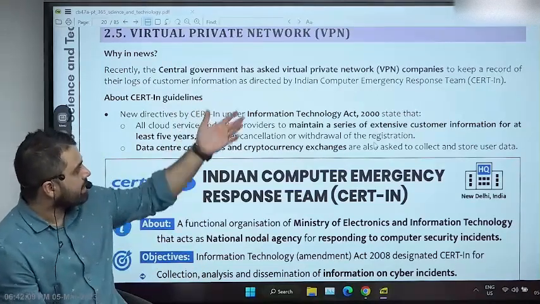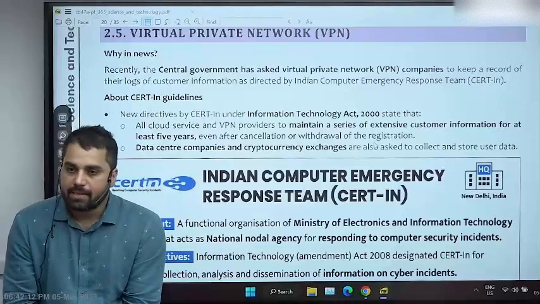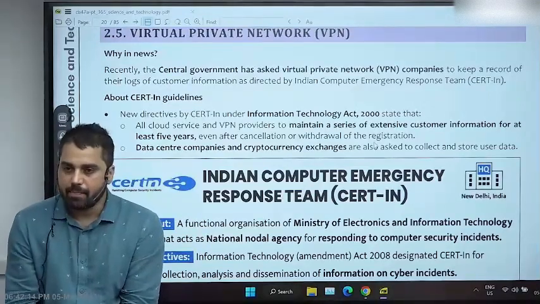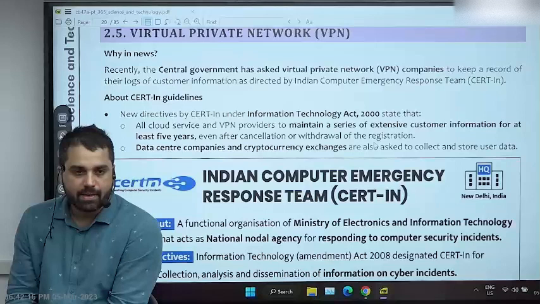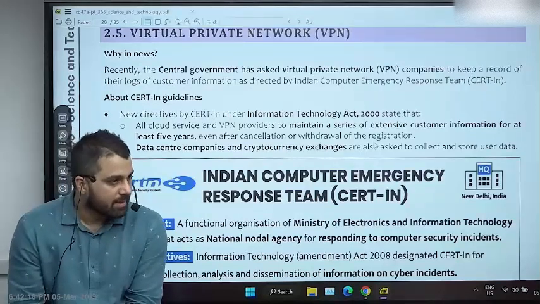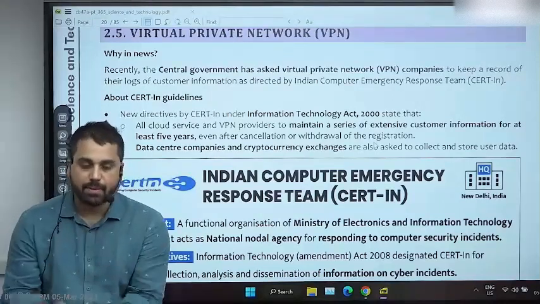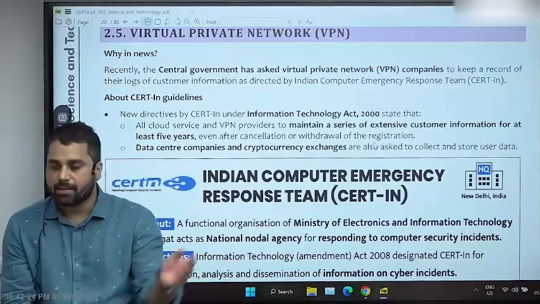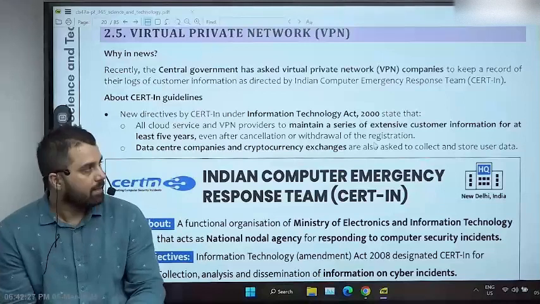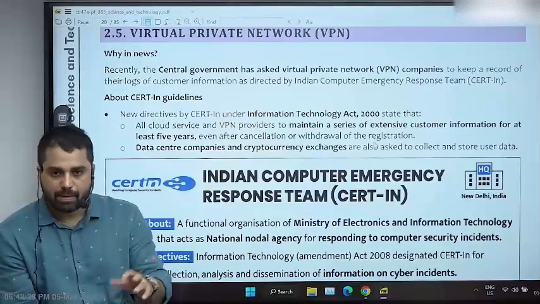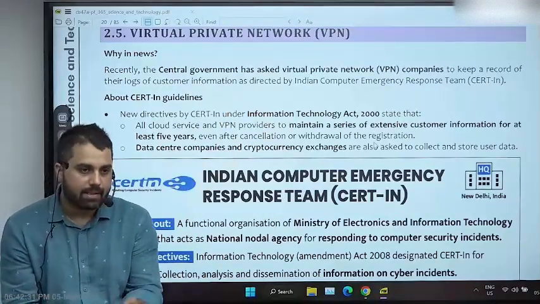Anyways, the context is that CERT-IN has asked that जितने भी जो VPN service providers हैं, they have to maintain a proper database that who are accessing their services. Even if you have removed your subscription, even then they have to maintain this database for few years. This of course created lot of furor by many activists that this is invasion of privacy.